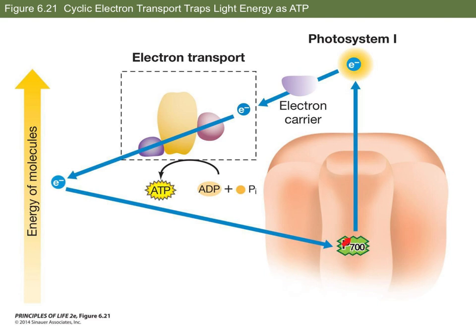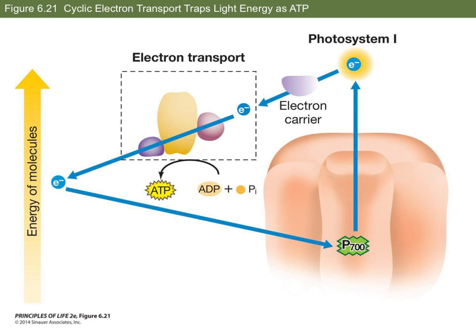So you have an electron here at P700, which becomes excited. The excited electron then is transferred to an electron carrier, which takes it back to the B6F. B6F is going to pump a hydrogen across the membrane, and then the electron is going to come back to photosystem 1, where it's going to get re-excited. That re-excited electron gets transferred back to the B6F, which is going to pump another hydrogen across the membrane. And so the electron goes somewhat in a cycle between your photosystem 1 and the B6F complex.